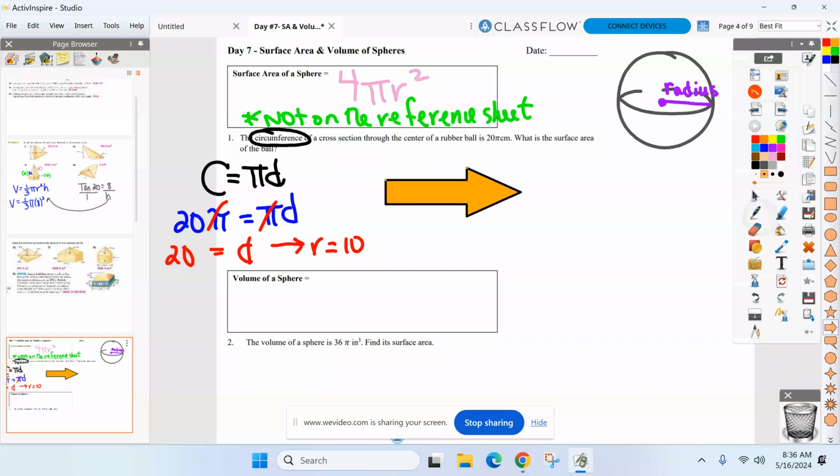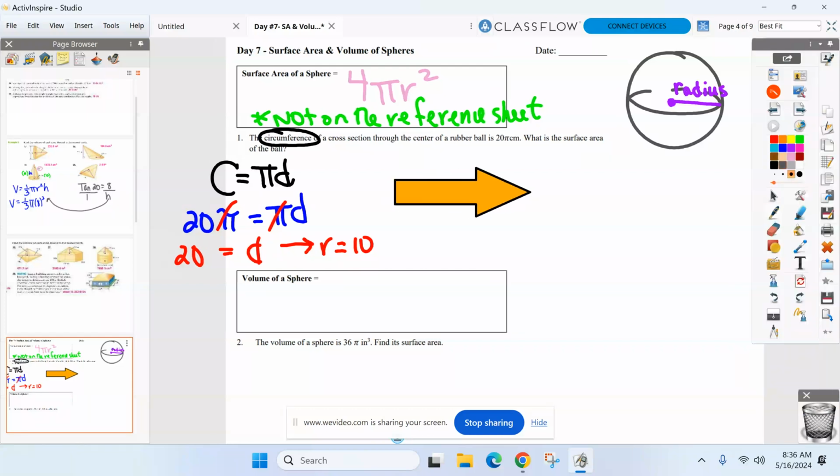And now let's find the surface area. Leave it in terms of pi. I know there's no rounding directions. Leave your surface area in terms of pi for me. So 4 pi r squared, the only formula I need to remember. And plug in that 10.